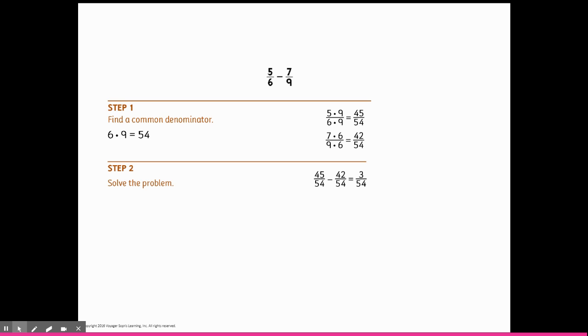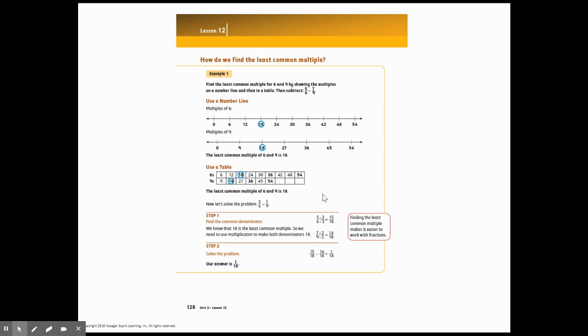The answer in this fraction has a very large denominator. We can use fractions that are easier to understand if we find the least, or the smallest, common multiple for 6 and 9. Let's solve the problem again using the least common multiple this time.